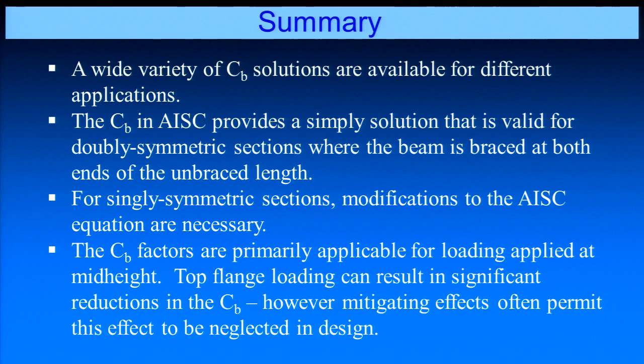The AISC equation is a simple solution. It provides a pretty good estimate and a pretty good reflection of the benefits of moment gradient. For singly symmetric sections, as we showed, you do have to modify it when you have reverse curvature bending. That modifier is back in the commentary to the AISC. The C sub B factors, as we said, are primarily for mid-height loading. If you have top flange loading, we showed you some solutions that you can use to modify it.